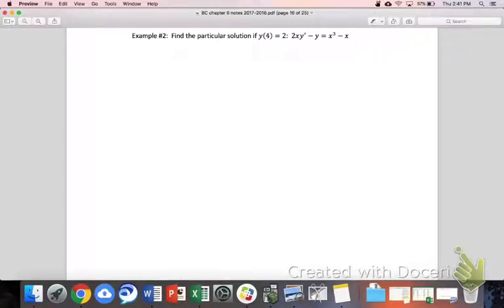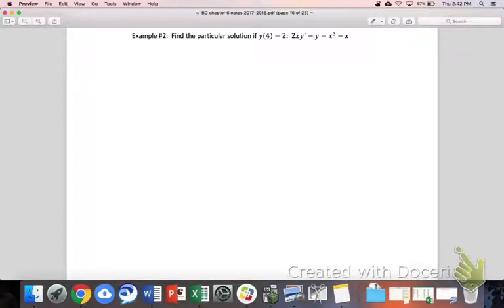So is this on the Calc BC test? Say again? Is this concept on the Calc BC test? No, it is definitely not. All of 6.4 is just the bonus. So you should not be running into this on the BC test at all. If you're like, hey, it's a first order linear differential equation, you'd be like, no, do something else.